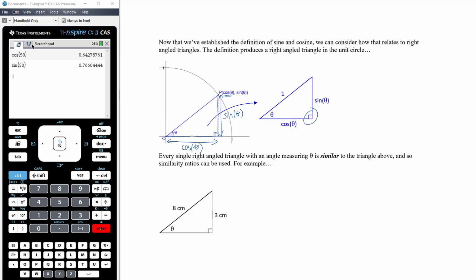So if you've got a right angle and this angle also the same, then the third angle has to also be the same as well. So you've got the same angles, and so therefore the triangles are similar. Now when we have similar triangles, all of the side lengths are in the same proportion.